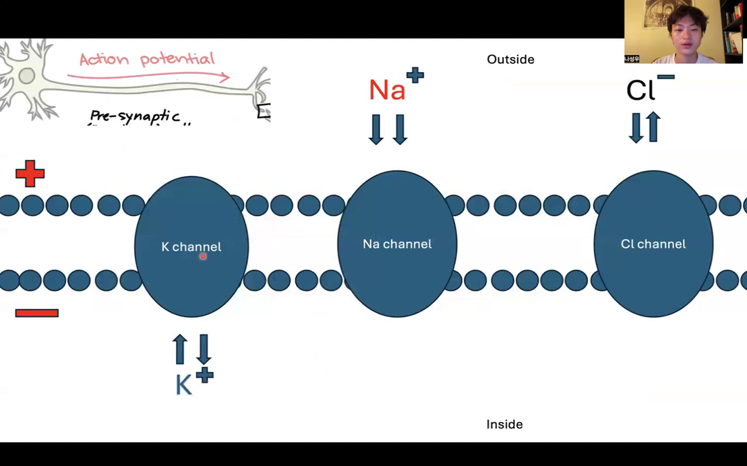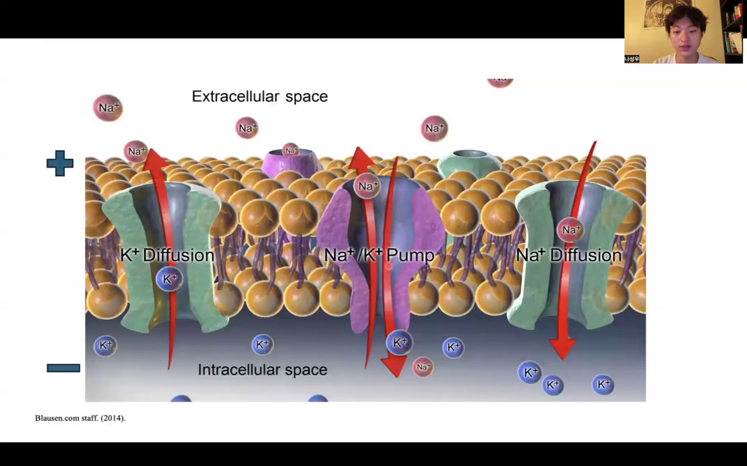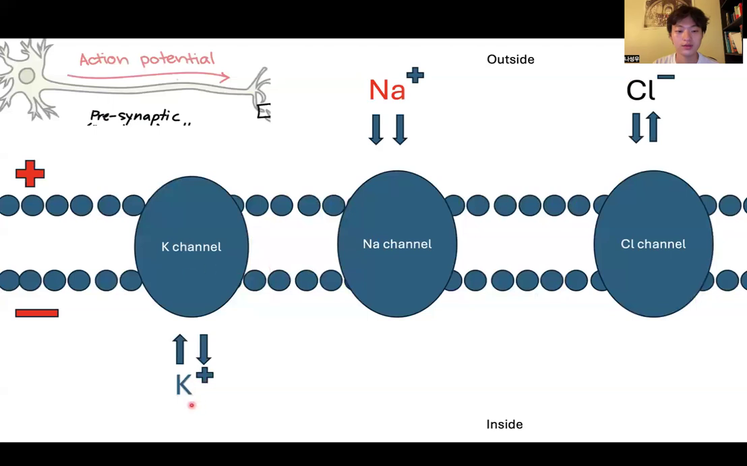Also, there are other channels like potassium channels, sodium channels, and chlorine channels. These channels are different from the sodium-potassium pump. These are only for potassium, this is only for sodium. And there are other ions like calcium on the inside that contribute to the overall net charge. But since we're talking about action potential, I'm going to talk about sodium and potassium mainly.